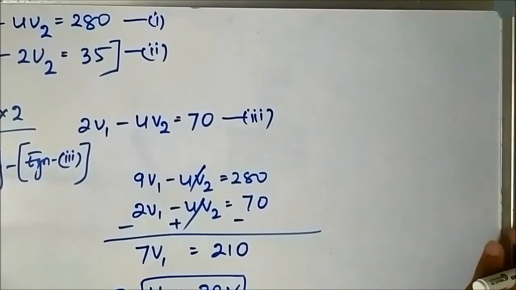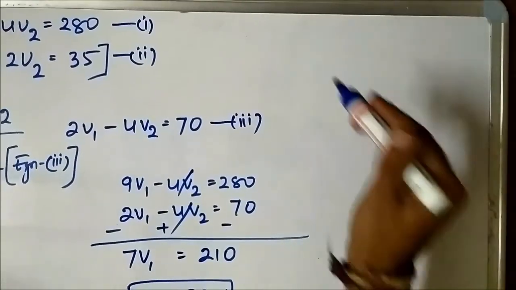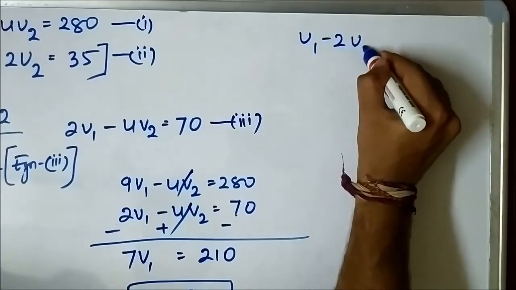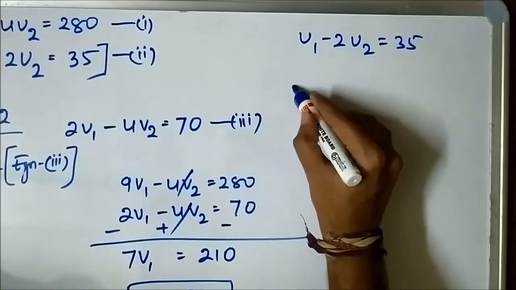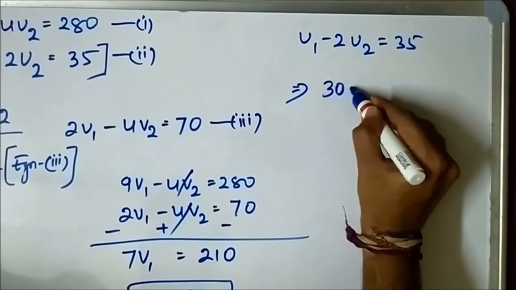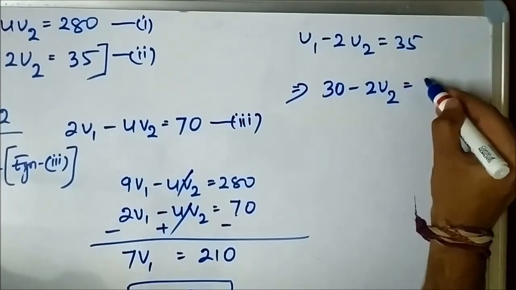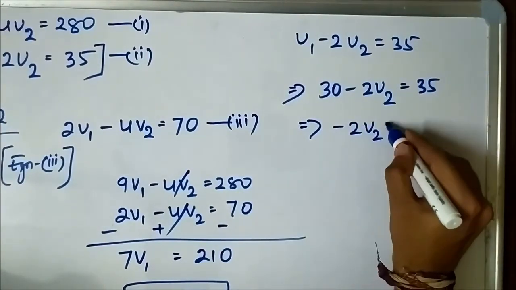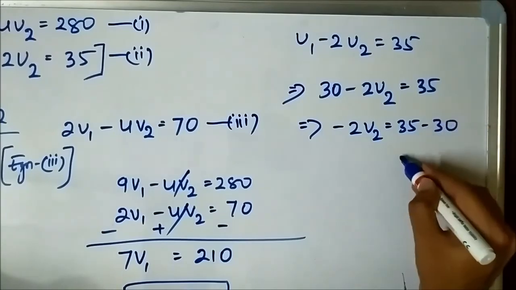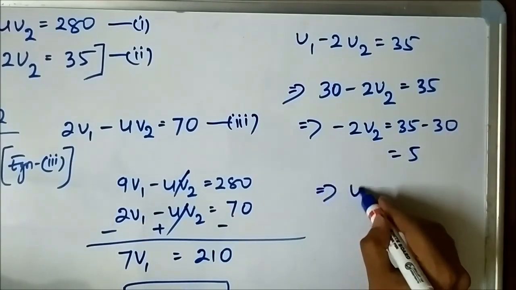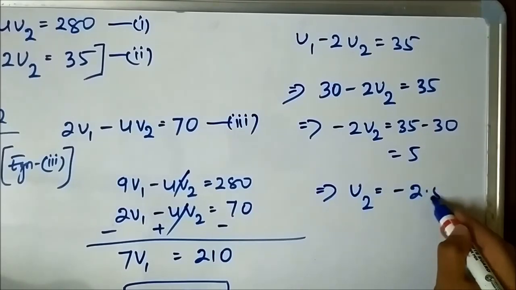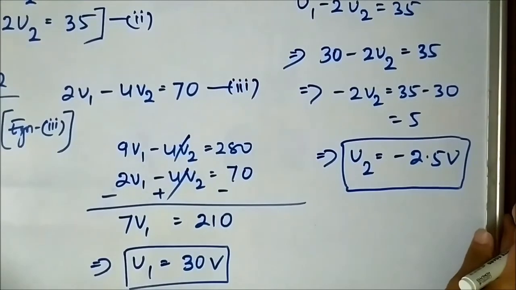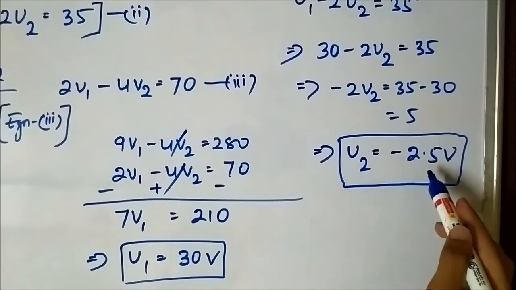Let us substitute the value of V1 in equation 2. In equation 2, V1 minus 2V2 is equal to 35. That implies 30 minus 2V2 is equal to 35. That implies minus 2V2 is equal to 35 minus 30, which is equal to 5. That implies V2 is equal to minus 2.5 volt. This is the value of V2. So V1 is equal to 30 volt, V2 is equal to minus 2.5 volt.